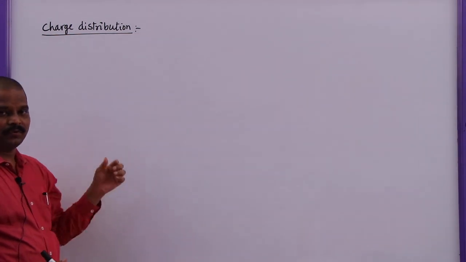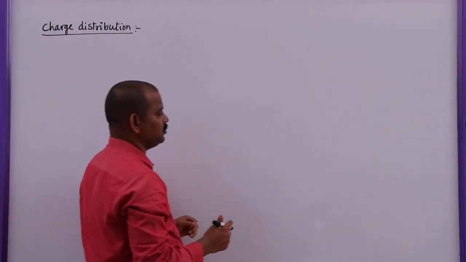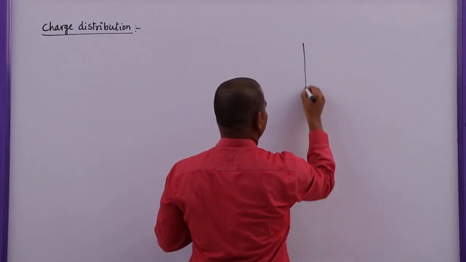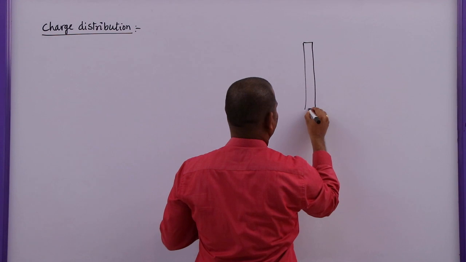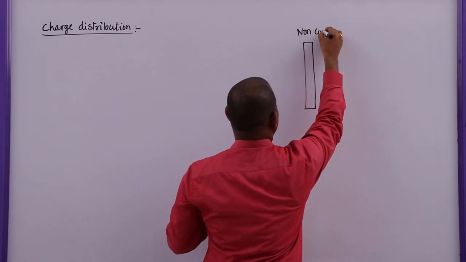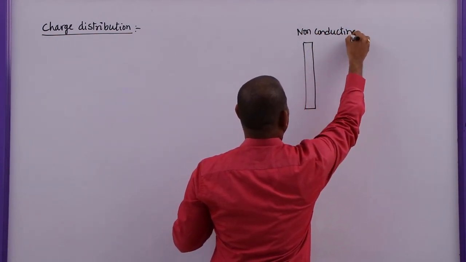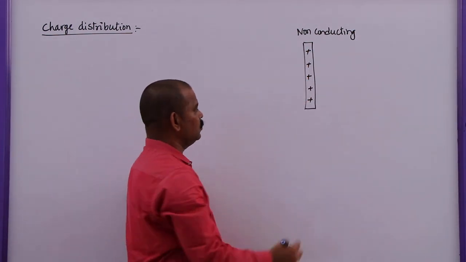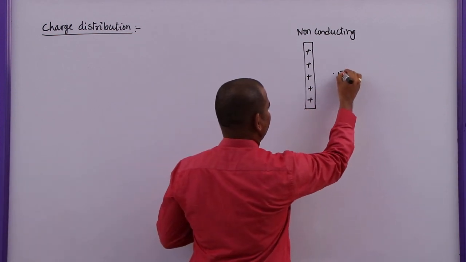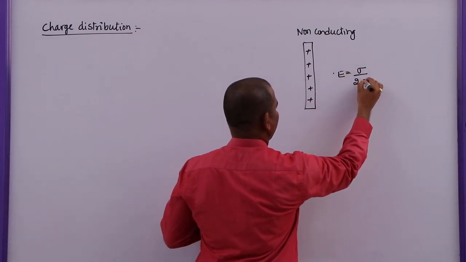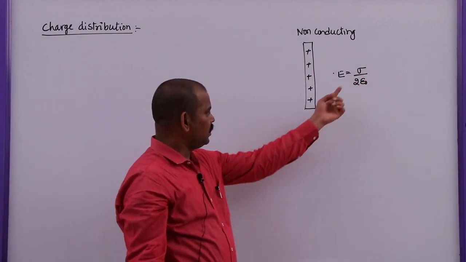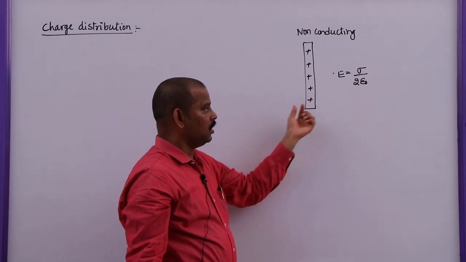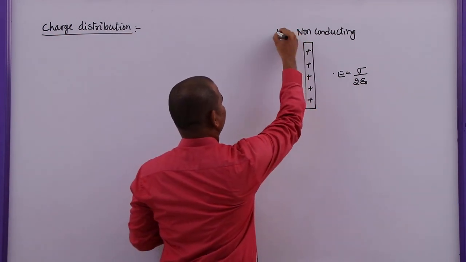In charge distribution, suppose we take infinitely charged metal plates, whether conducting or non-conducting. First let me take one non-conducting plate. This is a non-conducting plate. We know that when a non-conducting plate is charged, charges will be induced throughout its volume. So what is the electric field at this point? Electric field due to the non-conducting plate is given by sigma by 2 epsilon naught. Remember, here we are not using rho. Why? Because the thickness of this one is very small. So this is a thin non-conducting plate.